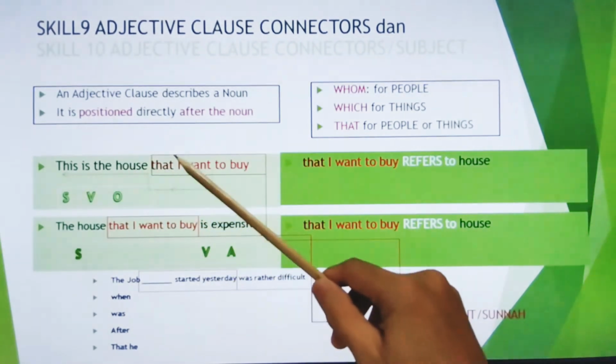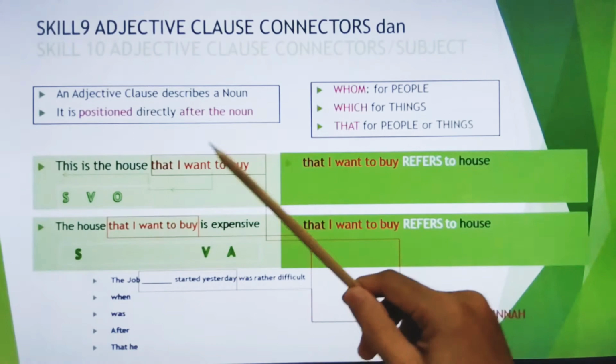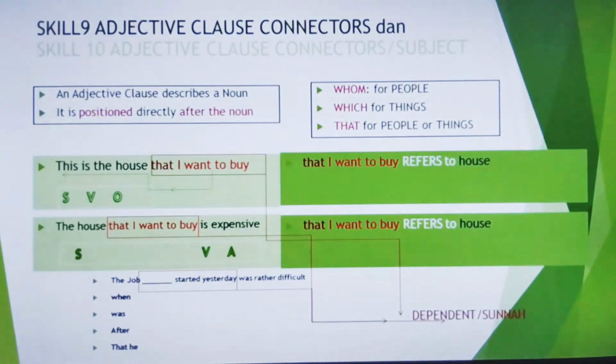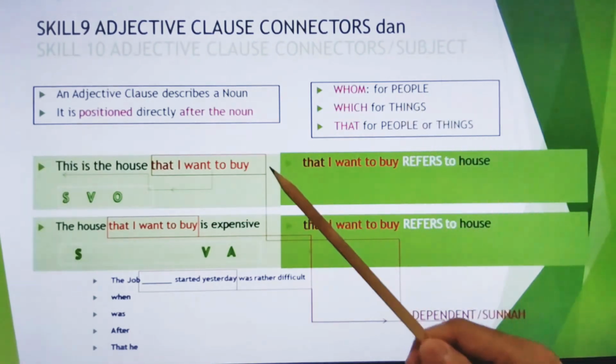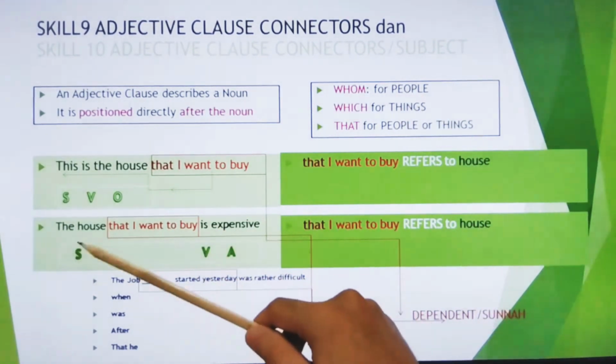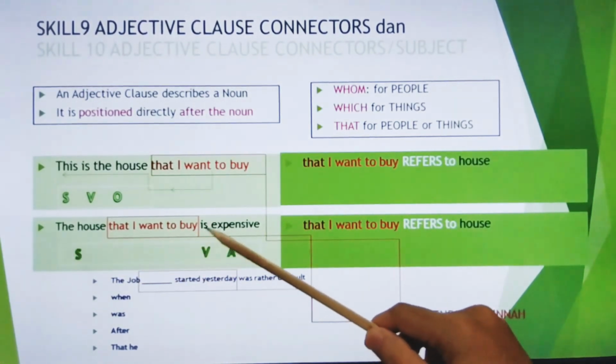This is the house that I want to buy. Ini adalah rumah yang sangat ingin saya beli. So that "I want to buy" refers to house. Okay, what about this one? The house that I want to buy is expensive.